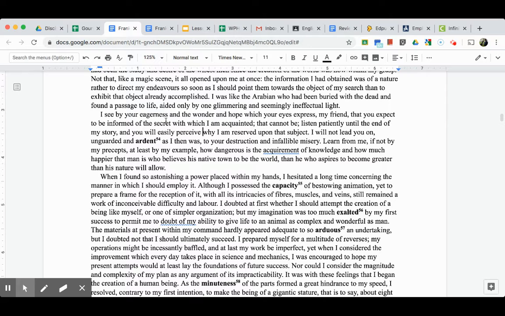I see by your eagerness and the wonder and hope which your eyes express, my friend, that you expect to be informed of the secret which I am acquainted.